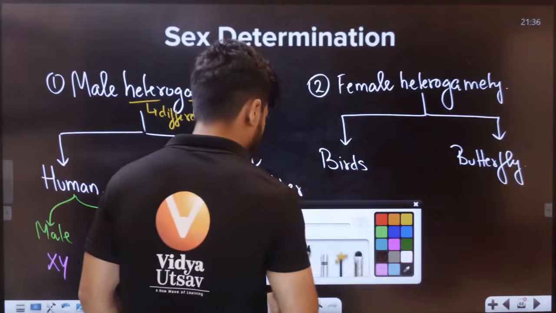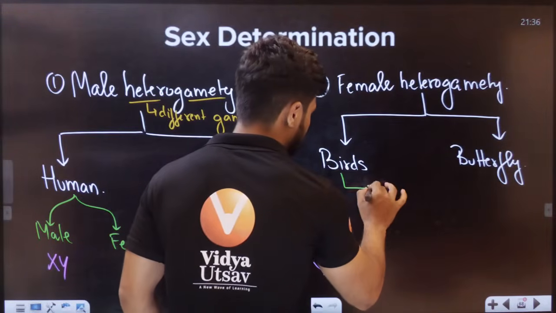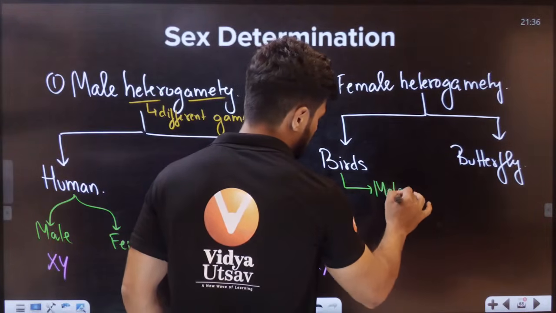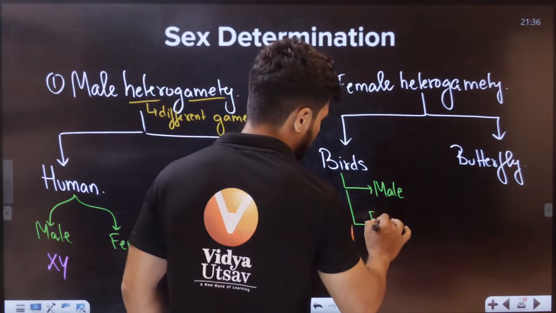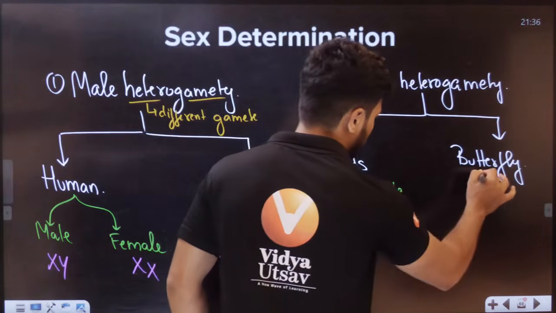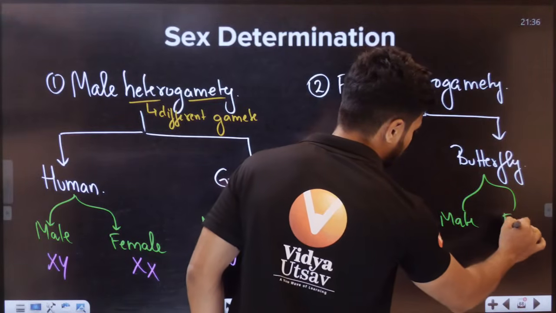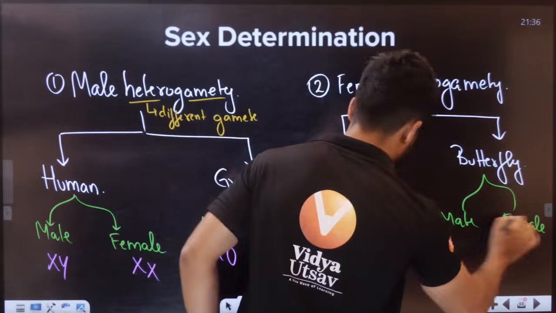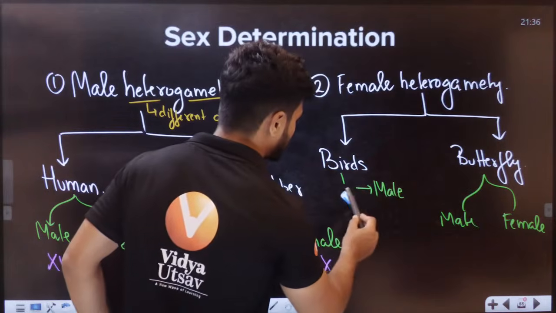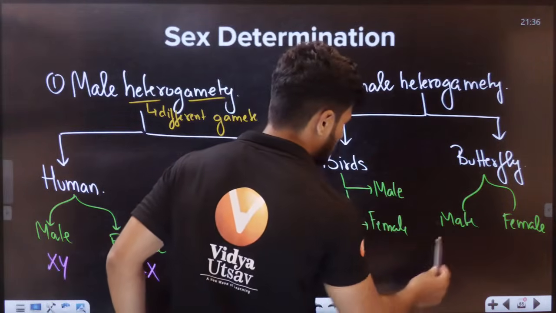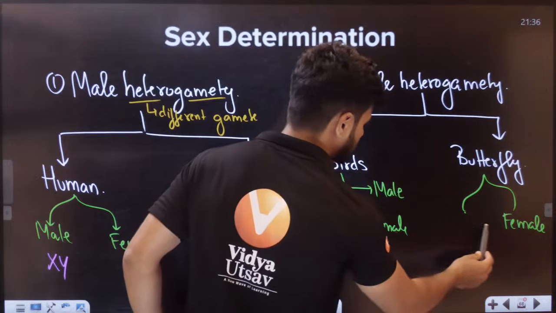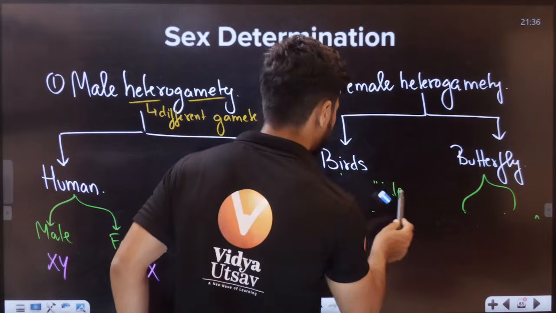Okay, now let's draw male and female here. Male and female. Okay, students, once again, let me draw it properly, otherwise it gets confused.